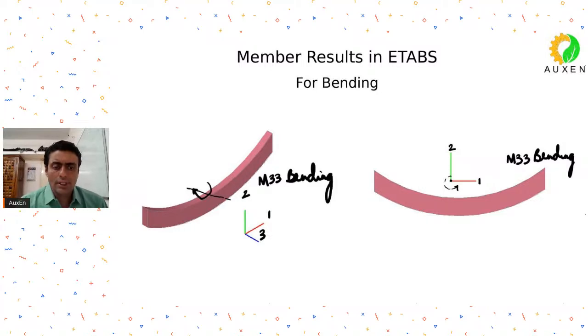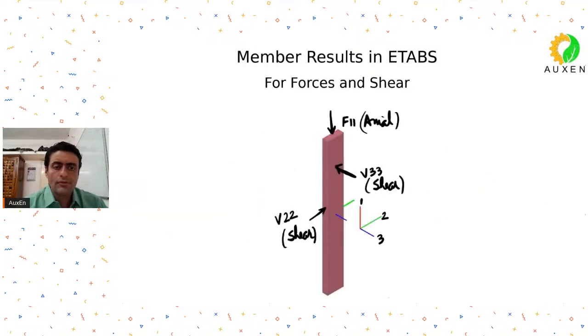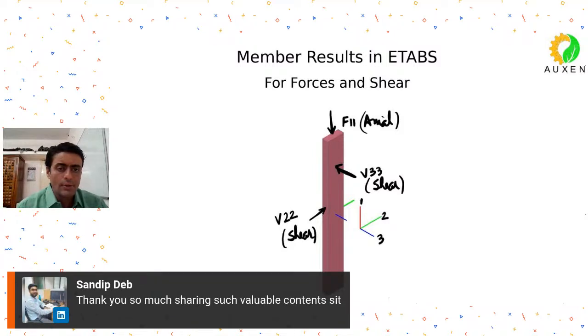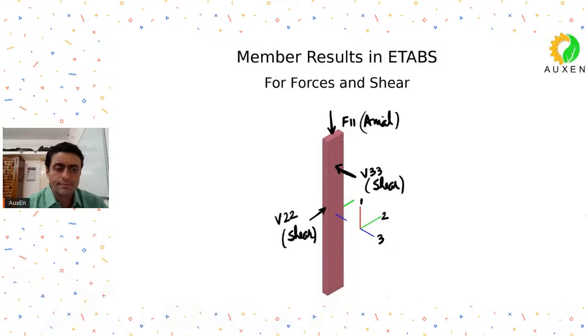In most cases, your beams will have M33 as the critical bending as compared to the M22 bending. In fact, if you are doing RCC design, most of the software does not design for the minor axis bending. I'm talking about the RCC design. Most of the software is unable to design for minor axis bending in the case of RCC beams.